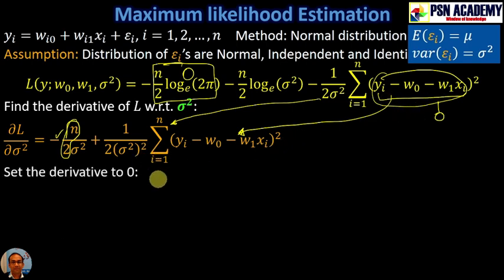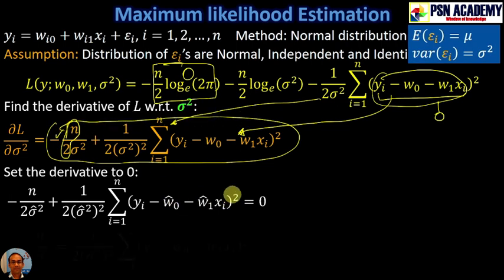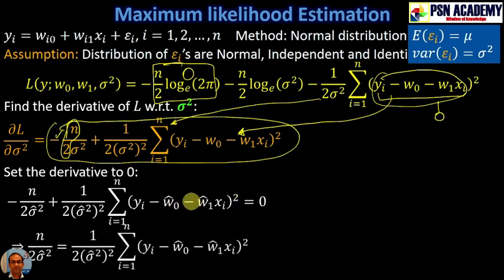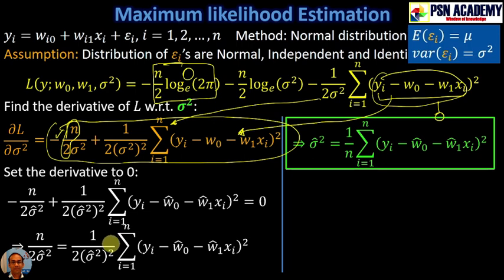Now you set the derivative to 0. So you set this whole term, that is from here to here, to 0. And with a little bit of adjustment, you push this n by 2 sigma hat squared on one side and this whole term on the other side, and it will look like this. And if you find the value of sigma hat squared, this you will get. So 1 by n summation of yi minus w0 hat minus w1 hat xi whole squared.